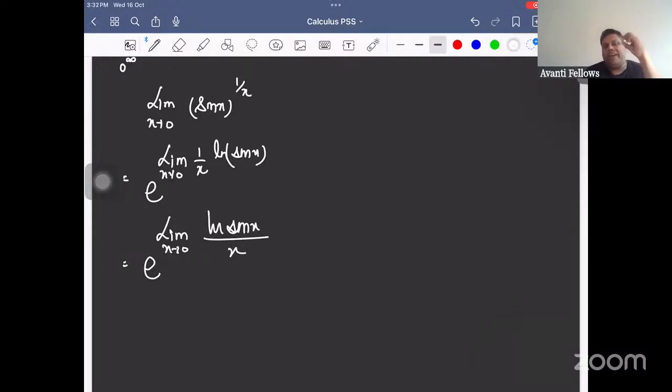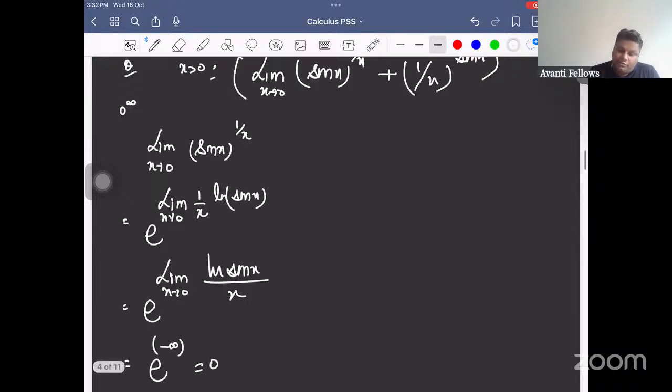Now see, if x is very close to 0, sin x is also close to 0. So log of this quantity will go minus infinite, and denominator is having 0, means it is also 1 by 0, means infinite. So this is what, e to the power minus infinite it is going. So value of e to the power minus infinite goes 0. So this part is already sorted.